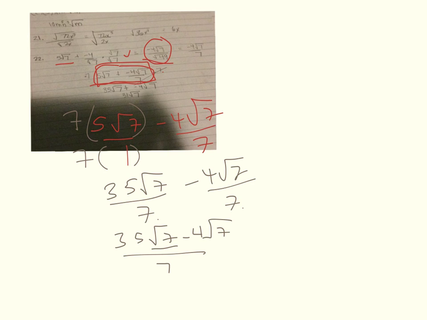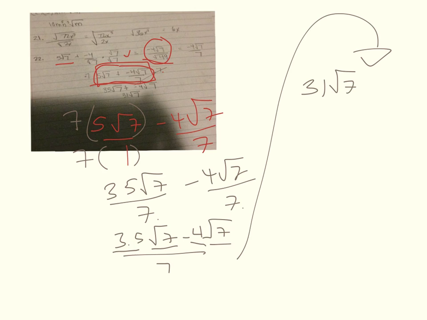Now, since they both have the same radicand, I'll continue up here. If they both have the same radicand, I can combine their coefficients. So I'm at 35, I'll lose 4, so I'd be at 31 root 7s over 7. And I think I'm done there.